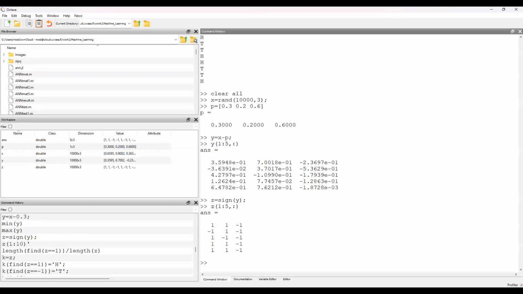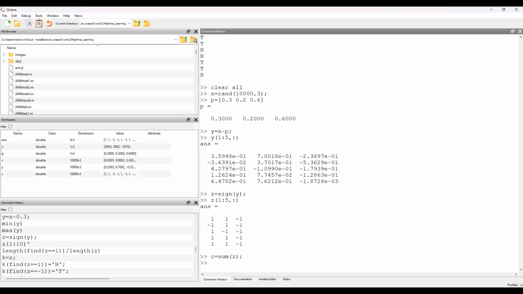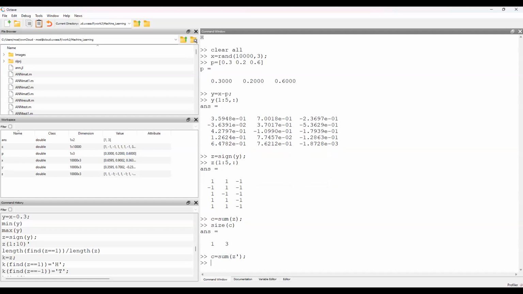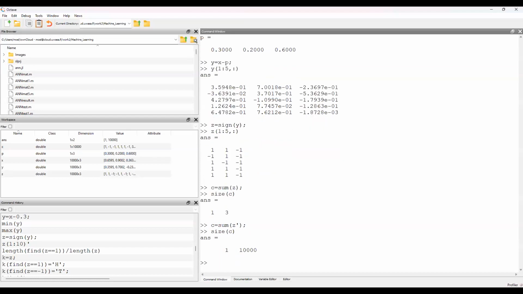Then I define another vector and call it C, the sum of z. By the way, if you want to know the size of any vector, you just write size of C. So now it gives you 1, 3. What it means is that it takes the summation row by row. I want to take the summation vector by vector, so I will take the transpose of C. Now the size of C is 1 by 10,000.